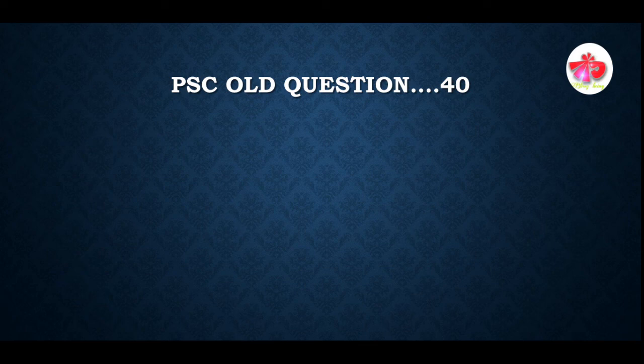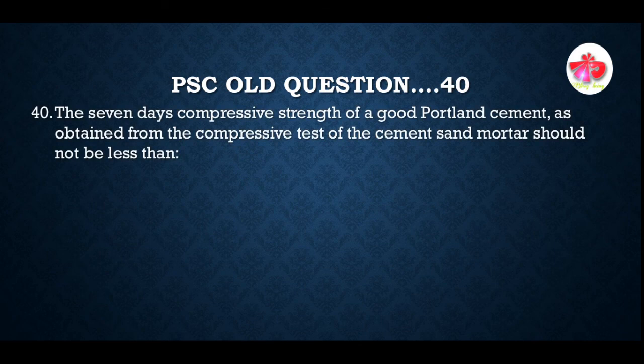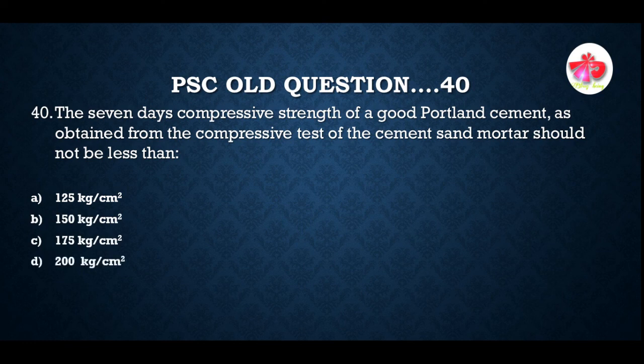Let us move to question number 40. The 7 days compressive strength of a good Portland cement as obtained from the compressive test of the cement mortar should not be less than: option A, 125 kg per centimeter square; option B, 150 kg per centimeter square; option C, 175 kg per centimeter square; and option D, 200 kg per centimeter square.